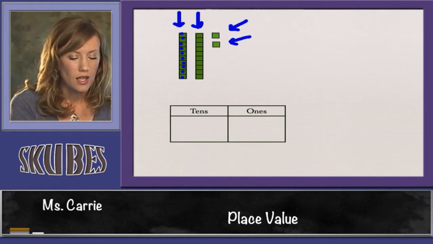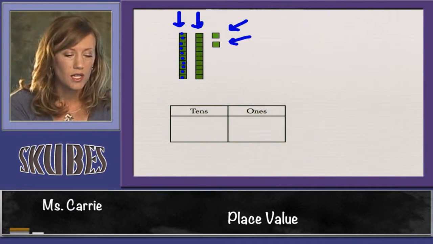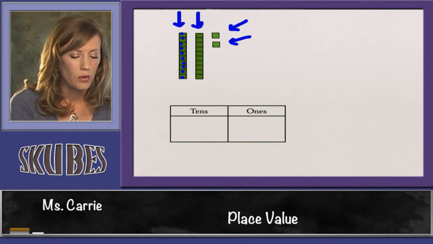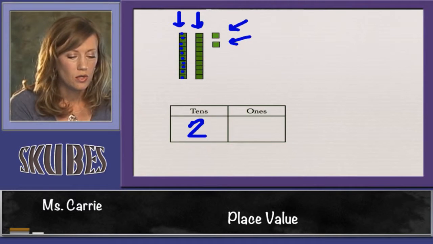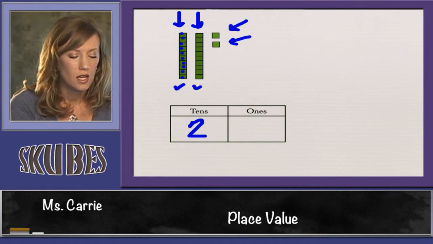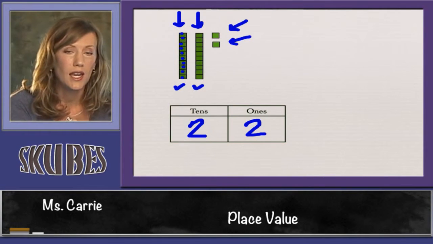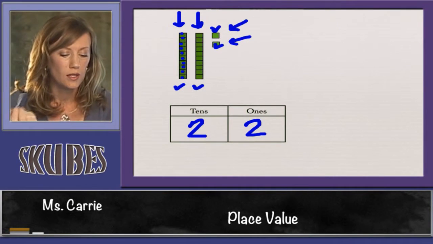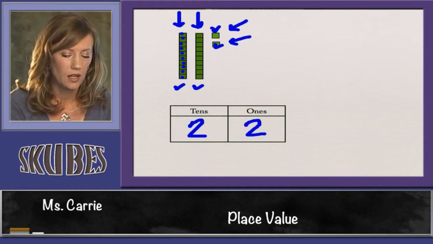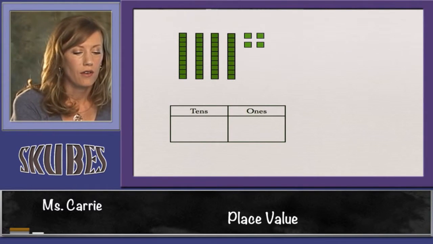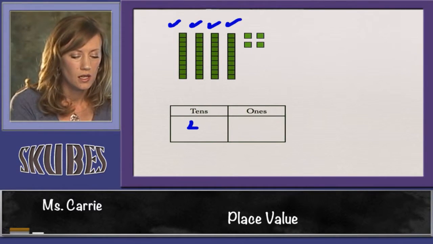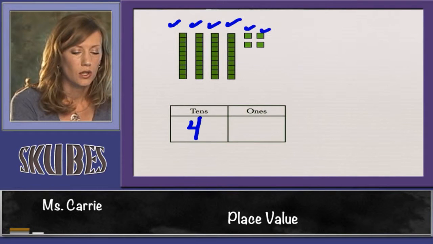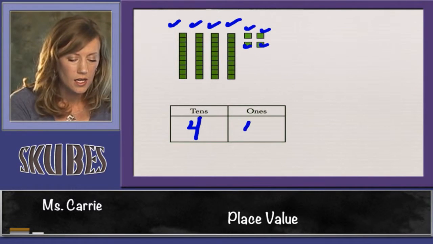And over here at the bottom we have our tens and ones chart. So let's fill it in by looking at the blocks. We said we had 2 tens because here's a 10 and here's a 10. And we're going to have 2 ones because the little tiny blocks stand for ones. So we have 1, 2 ones. Let's look at another one. Here we have 1, 2, 3, 4 tens, and we have 1, 2, 3, 4 ones.